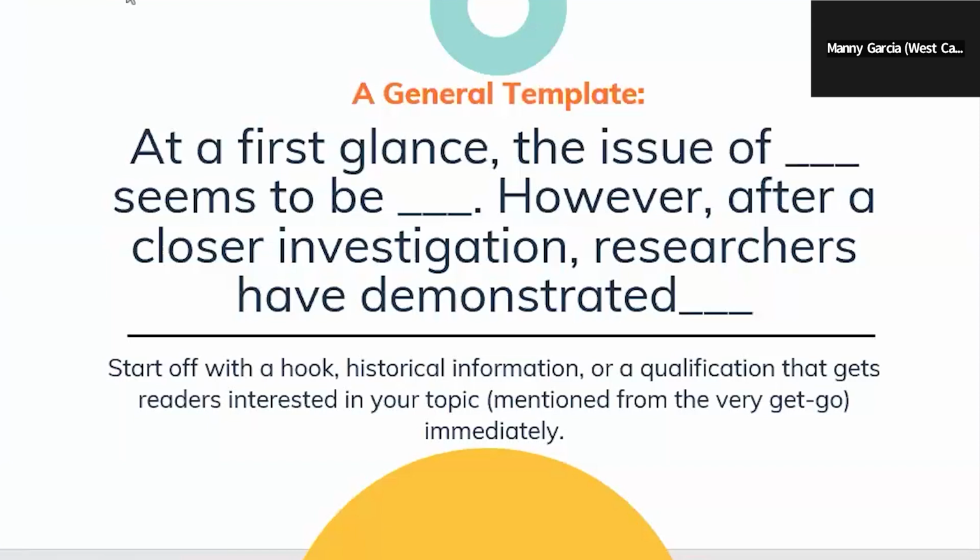Okay, so here's the general template for how a thesis statement should look like. At first glance, the issue of blank seems to be blank. However, after a closer investigation, researchers have determined, so on and so forth. You start off with a hook, historical information, or a qualification that gets readers interested in your topic, mentioned from the very get-go, immediately. What are some examples of good hooks? How can we successfully hook a reader into a paper?